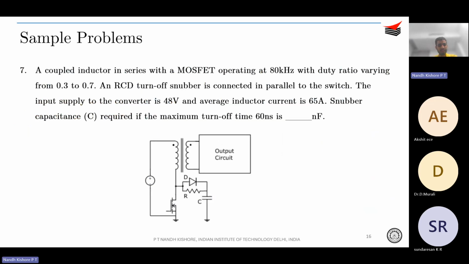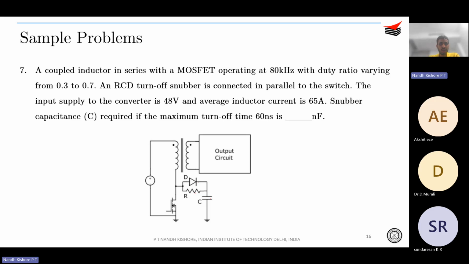Let's go on to the next question. So this is about snubbers. A coupled inductor in series with a MOSFET operating at 80 kilohertz with duty ratio varying from 0.3 to 0.7. An RCD turn-off snubber is connected in parallel to the switch. You can observe here, there is an RCD snubber.